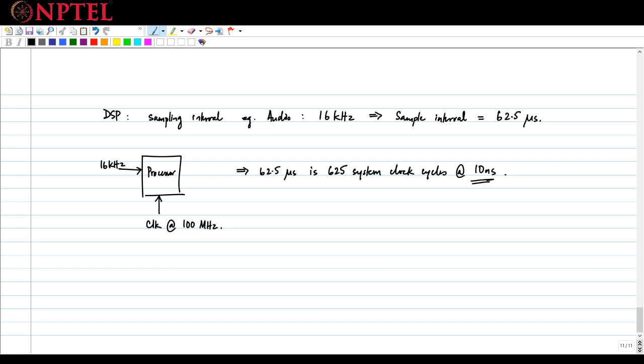Okay. Now, what do I do with this? The basic thing that you can do with the fact that there is a separation between the sample interval and the system clock interval is that 625 clock cycles are available to you for all the computations for one sample.